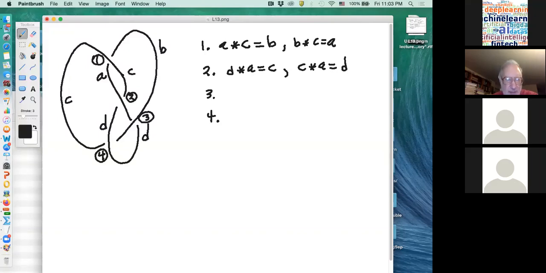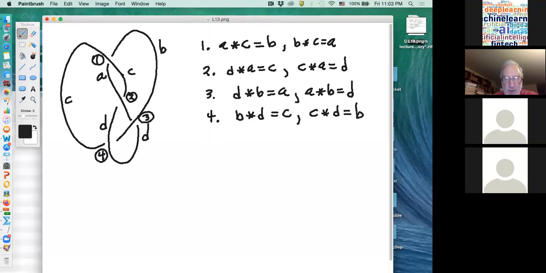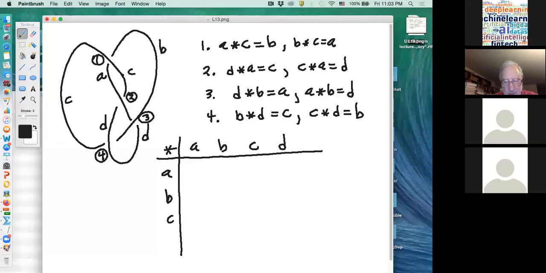At 3, please yell at me if I make a mistake, huh? D times B is A. And A times B is D. And over here we have B times D is C. And we have C times D is B. So now I want to make a multiplication table and see if I can make it work. Of A, B, C, D, A, B, C, D.